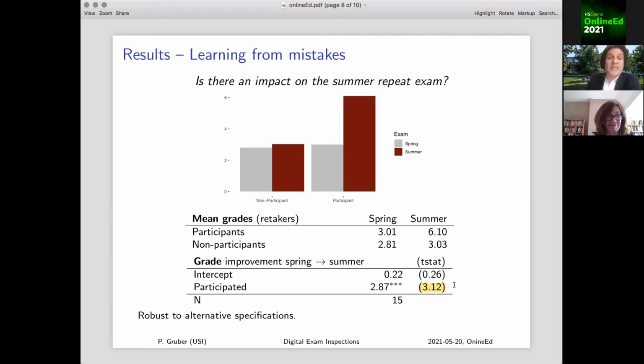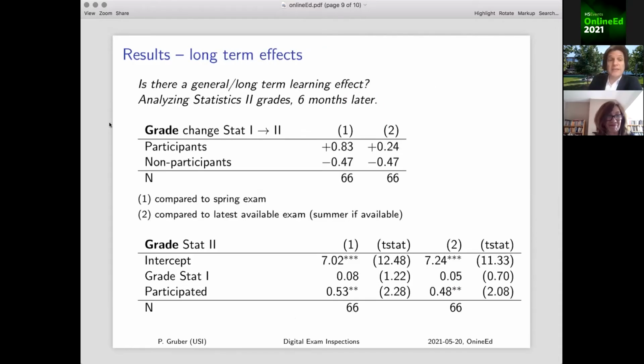Okay, but the number is very small because fortunately not many students failed, and then out of these failed students, some did not immediately retake the exam, so we don't have lots of observations. So the question is, what if you passed the exam? Did you learn something also from your mistake, and did you also improve later on? And fortunately, we could look at this because we can compare the statistics 1 grades to the statistics 2 grades. Statistics 2 is 1 semester later, so it's an exam that takes place 6 months later.